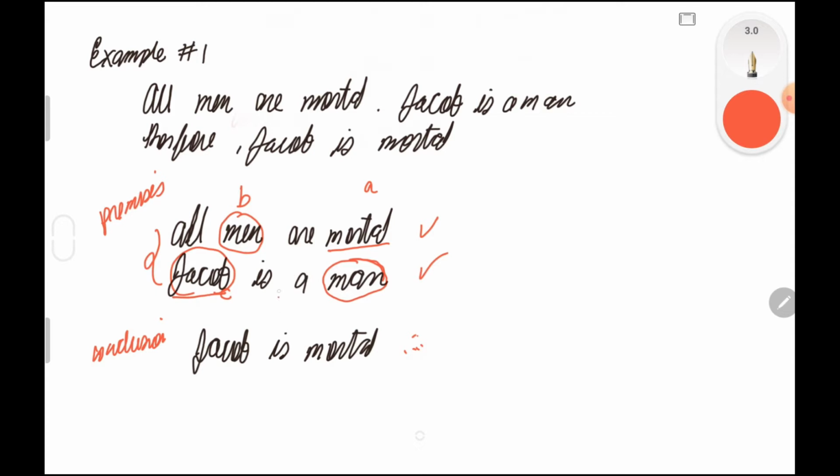So connecting our elements C and A, since B is connected to A and C is connected to B, therefore I may say C can be described by A. Okay? So from this, Jacob is mortal. So the two premises are, let's say, valid. Okay? So let's analyze the conclusion if it is valid.